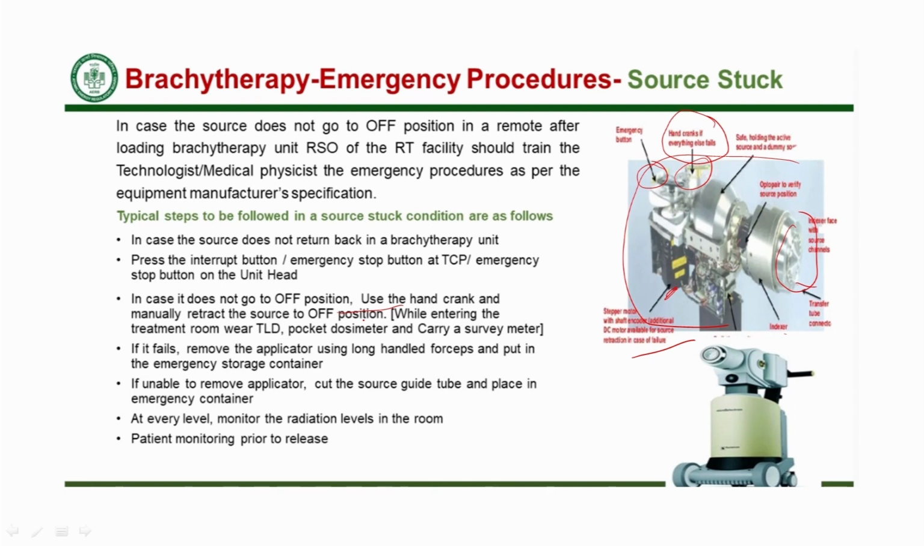If it fails, remove the applicator using a long handle forceps. So even if you are unable to retract the source with the hand crank, in such a situation you have to use a long handle forceps and cut the source wire. You have to cut the source wire, and with the forceps take the source and put it into the lead container. If unable to remove the applicator, cut the source, which I said. Then monitor the radiation level in the room and monitor the patient prior to release.